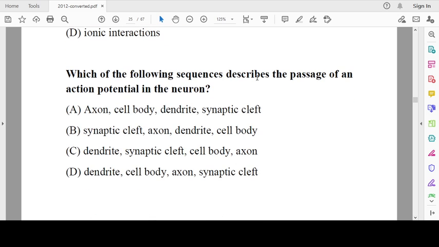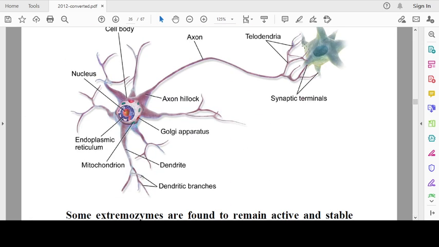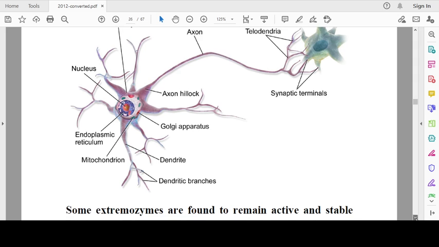Which of the following sequences describes the passage of an action potential in the neuron? The correct option is dendrite, cell body, axon, synaptic cleft. It is a correct option, friends. First the dendrite will receive the signal, then it will go to the cell body, then the axon, then the synaptic terminal. So this is how the signal will pass.